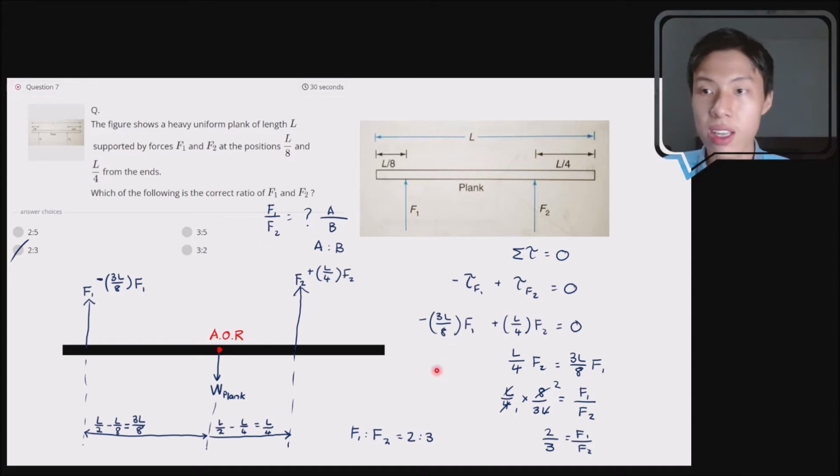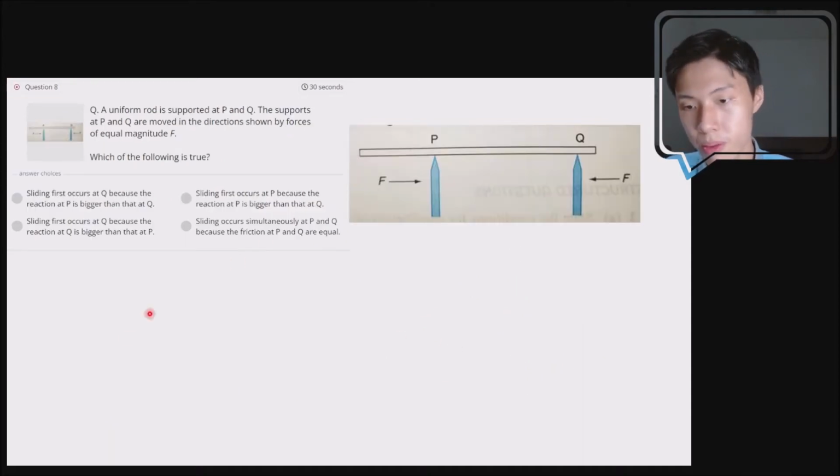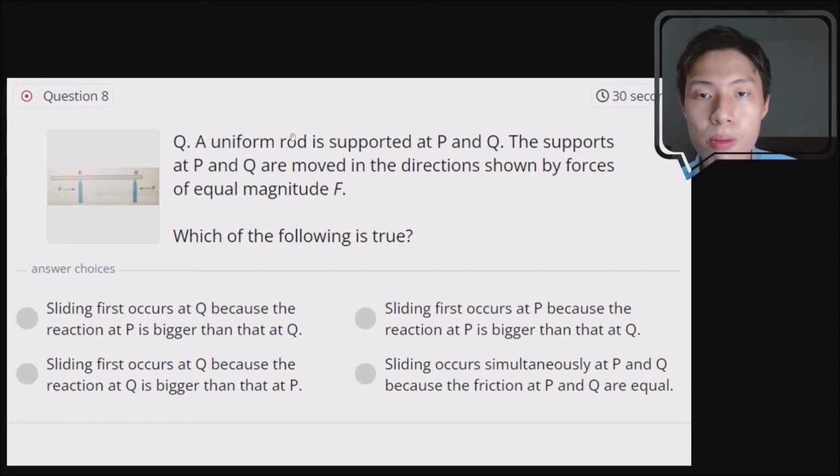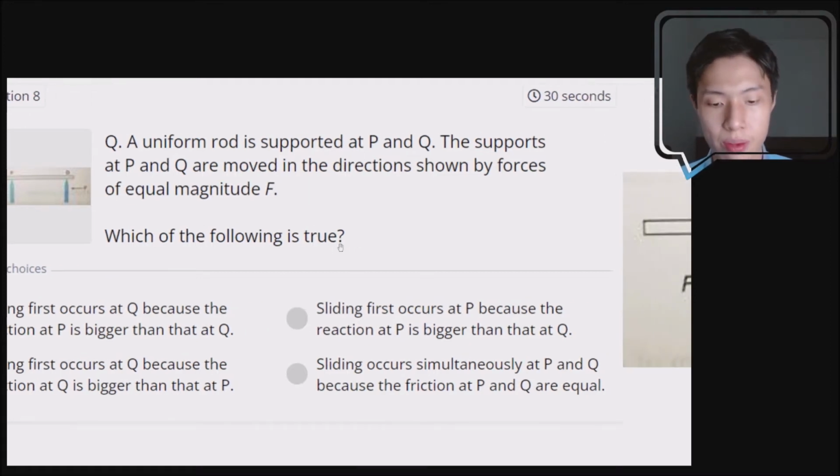Let's move on to the next question. A uniform rod is supported at point P and point Q. The supports at P and Q are moved in a direction shown by forces of equal magnitude. So that means this support here is being pushed to the right, whereas this support here is being pushed to the left. And they ask which of the following is true.